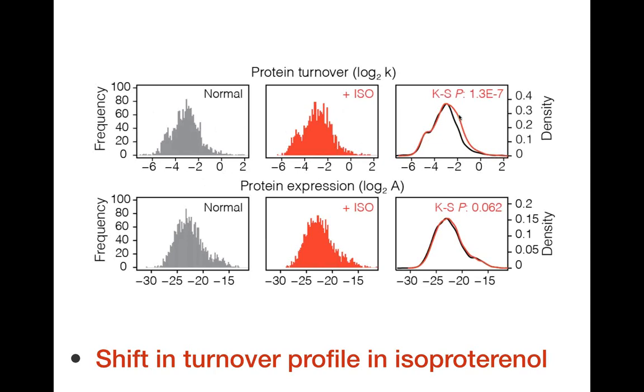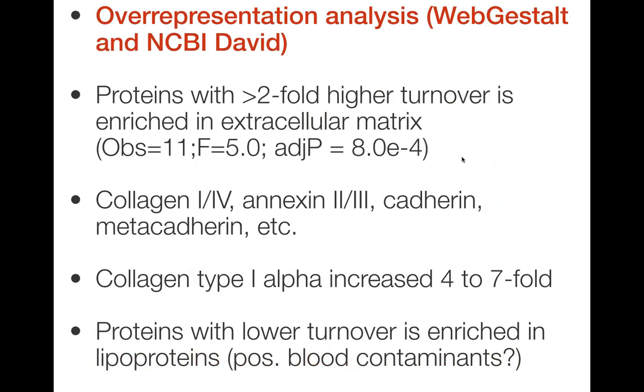This is a feature of protein turnover that you could see experimentally that you probably would not see if you measure protein expression, because there's a normalization of the amount of proteins that you load in the sample if you measure protein abundance, so you don't really see any significant difference in the distribution of the overall abundance that you could measure.